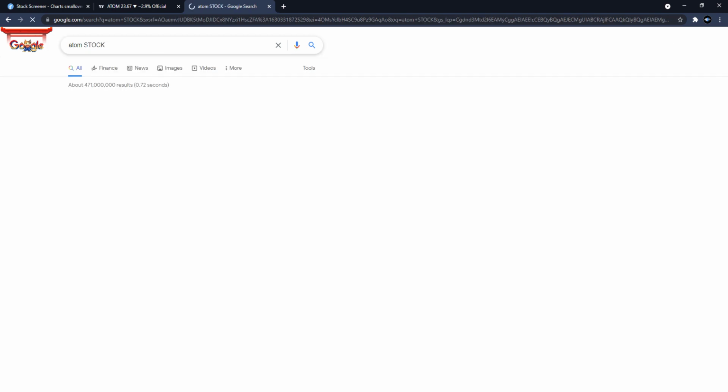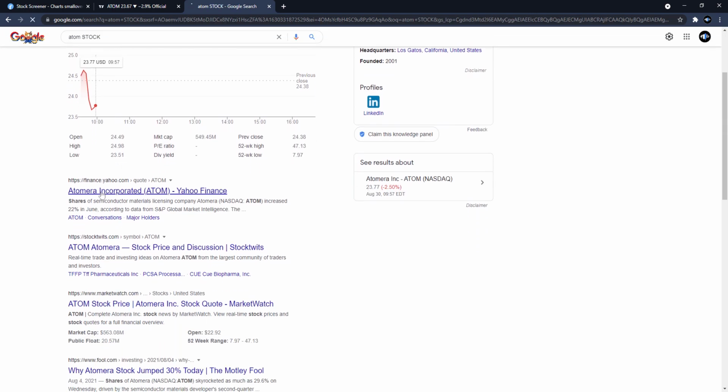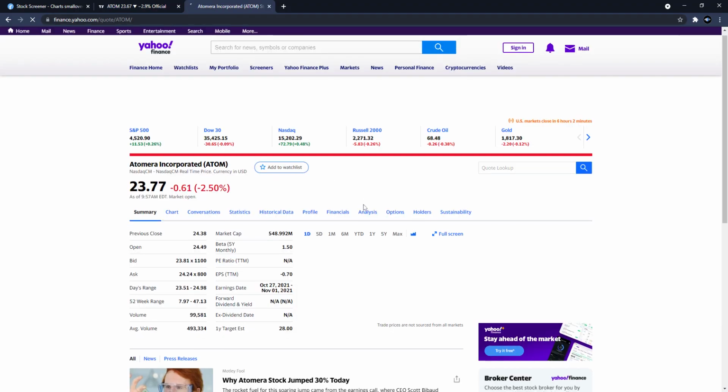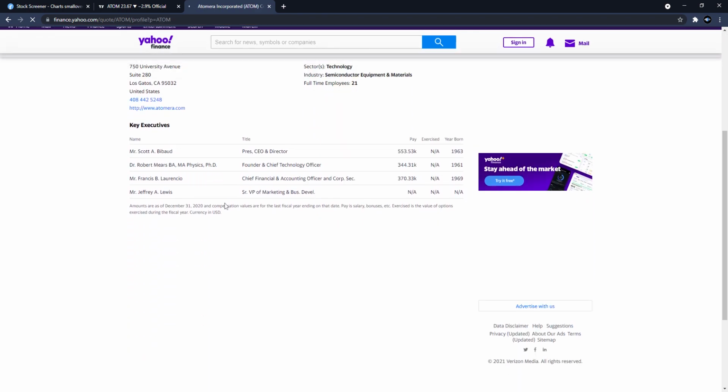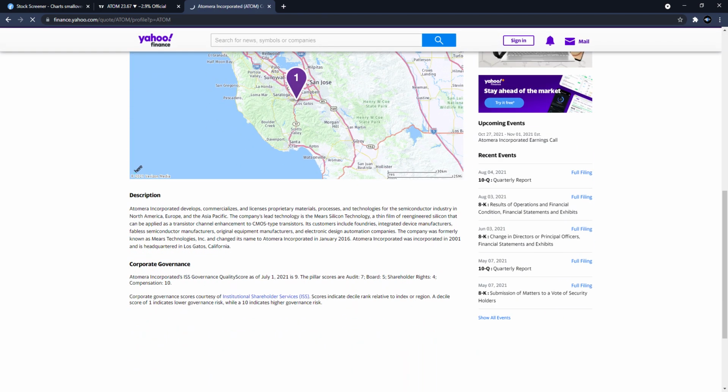Let's search the stock up. You go on Yahoo Finance. That's how I personally research stocks. Of course, this is not everything that I research. Basically, see what the company does. It says that Atomera Incorporated develops, commercializes, and licenses proprietary materials, processes, and technologies for the semiconductor industry in North America, Europe, and the Asia Pacific.